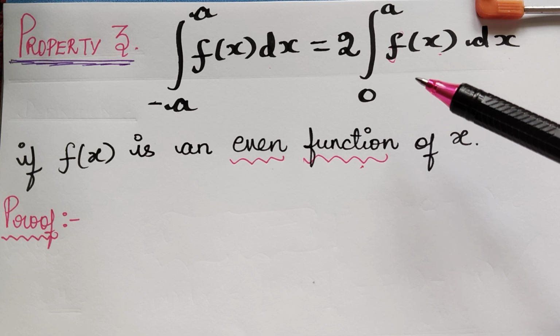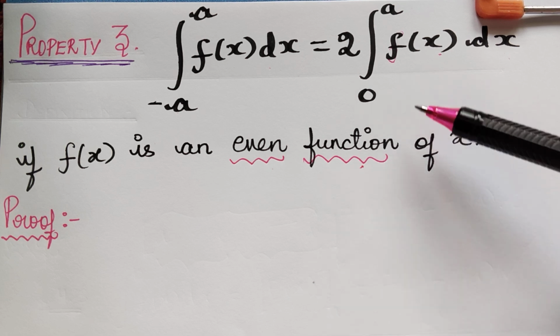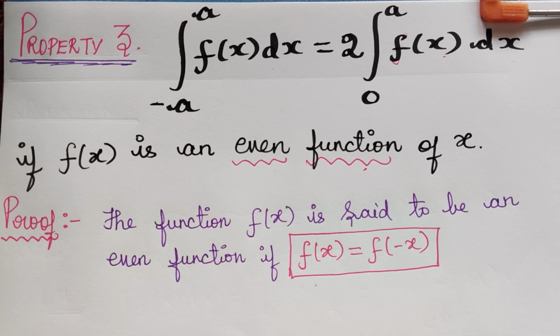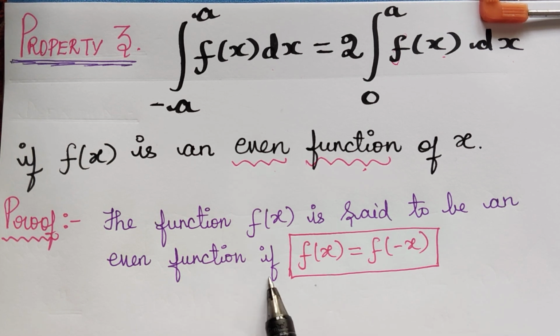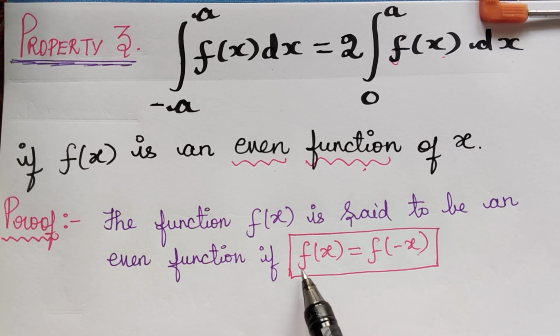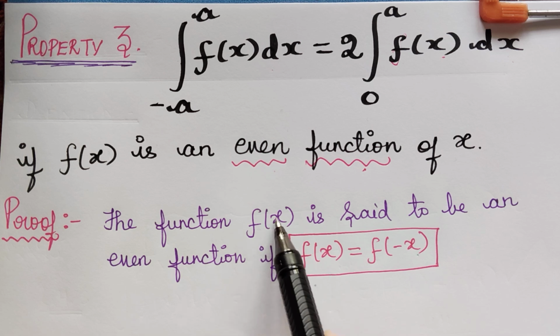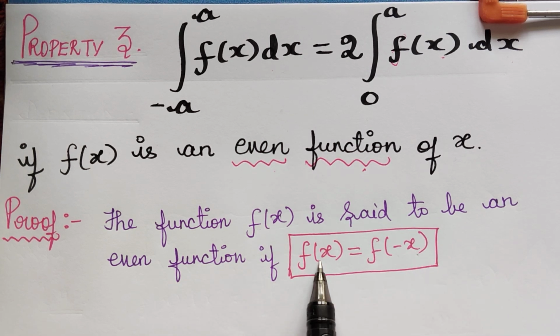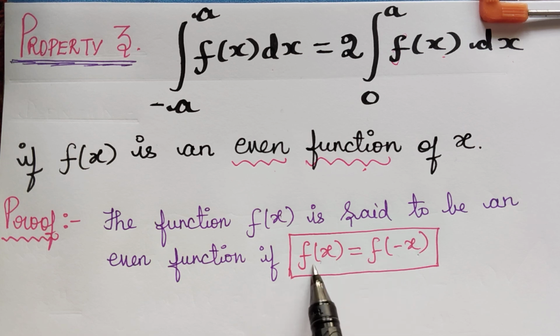We shall see the proof of this property now, for which first we should know what is an even function. The function f of x is said to be an even function if f of x is equal to f of minus x. That is, in the function f, if we replace the value of x by minus x, we will again get f of x only. So they both will be the same.